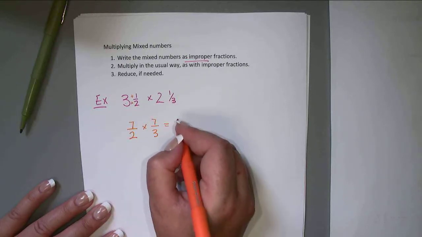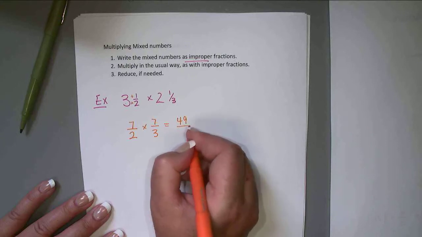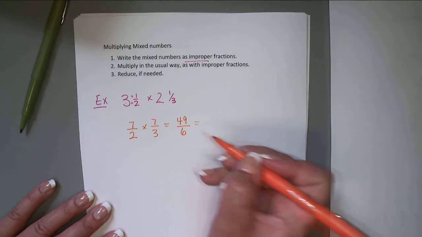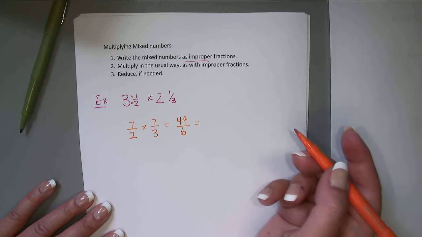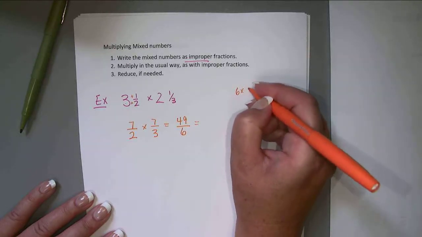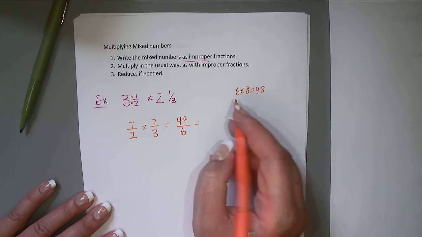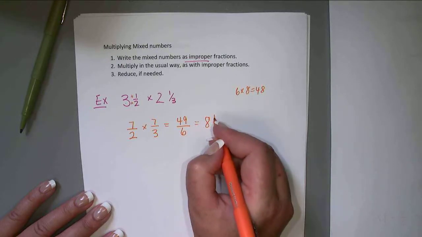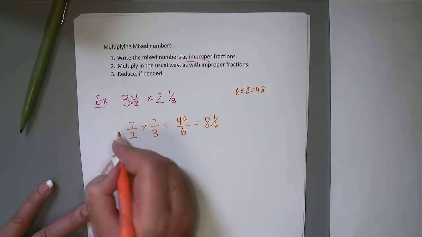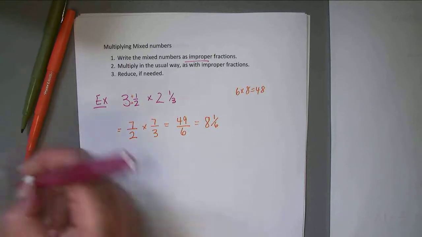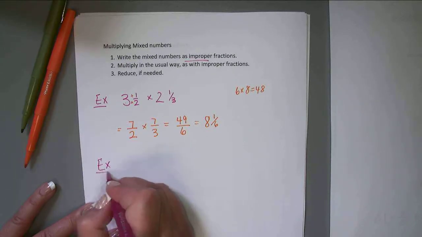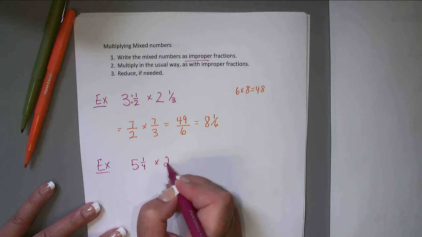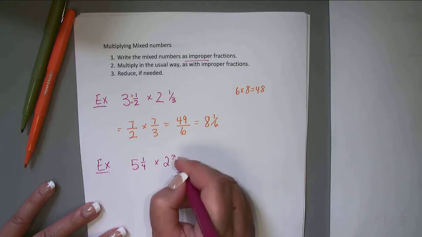Nothing cancels, so we multiply across the top. 6 goes into 49 8 times. That's because 6 times 8 is 48. So it goes in 8 times, and 49 minus 48 is 1/6 remaining. Do another one of those. 5 1/4 times 2 3/7.